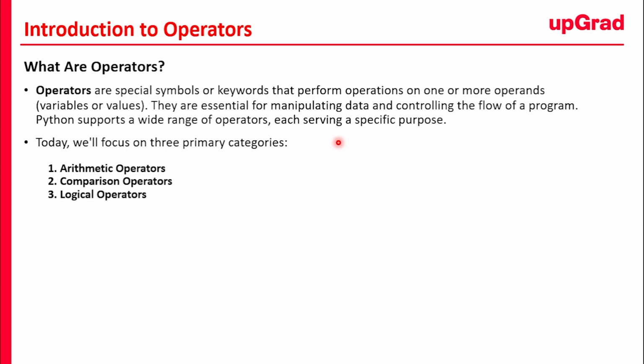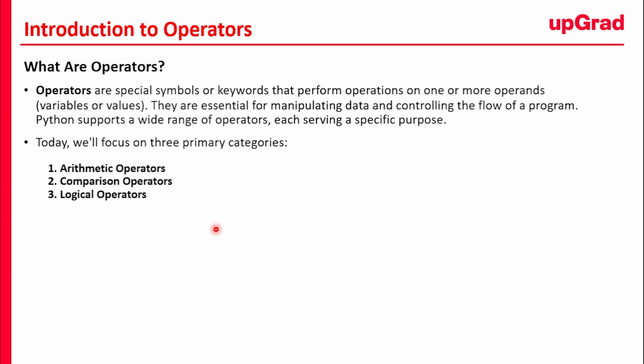When I talk about the flow of a program, it basically means how the code is structured and how it is run. Python supports a wide range of operators, each for a specific purpose. So for today, we will focus on three of the most commonly used operators: arithmetic operators, comparison operators and logical operators, right? Understanding these operators will enable you to perform calculations, make decisions and control the logic of your programs very easily.